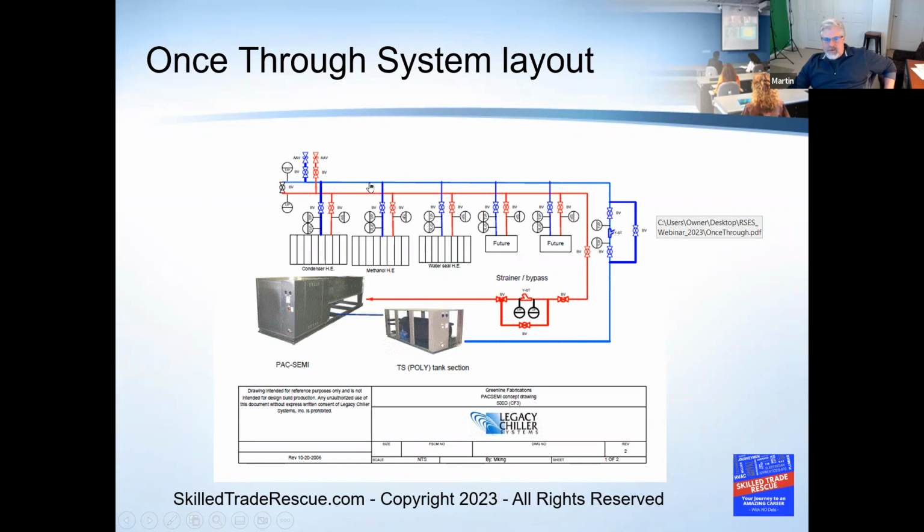You got a supply header, return header, got your bypass. These are automatic air valves. I don't think I pointed that out. Ball valves with automatic air vents. That's what we got here, right?